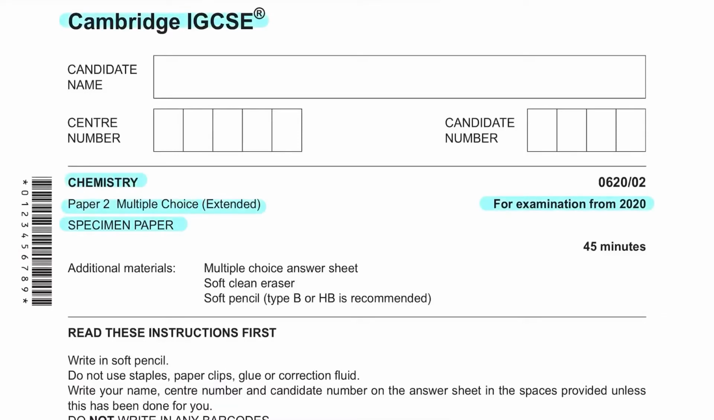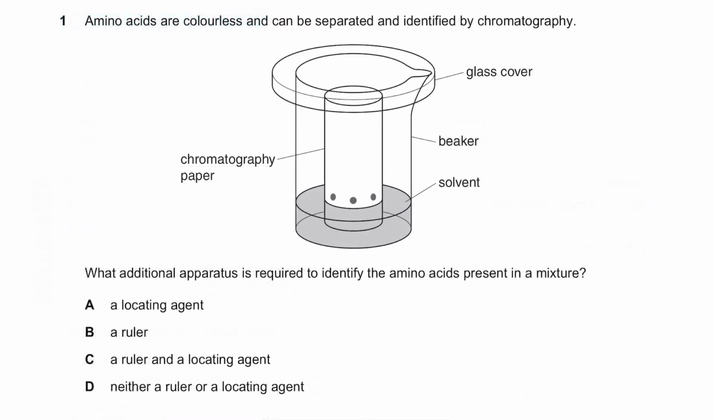Cambridge IGCSE Chemistry Paper 2, Specimen Paper 2020. Let's go. Question 1. Amino acids are colorless and can be separated and identified by chromatography.